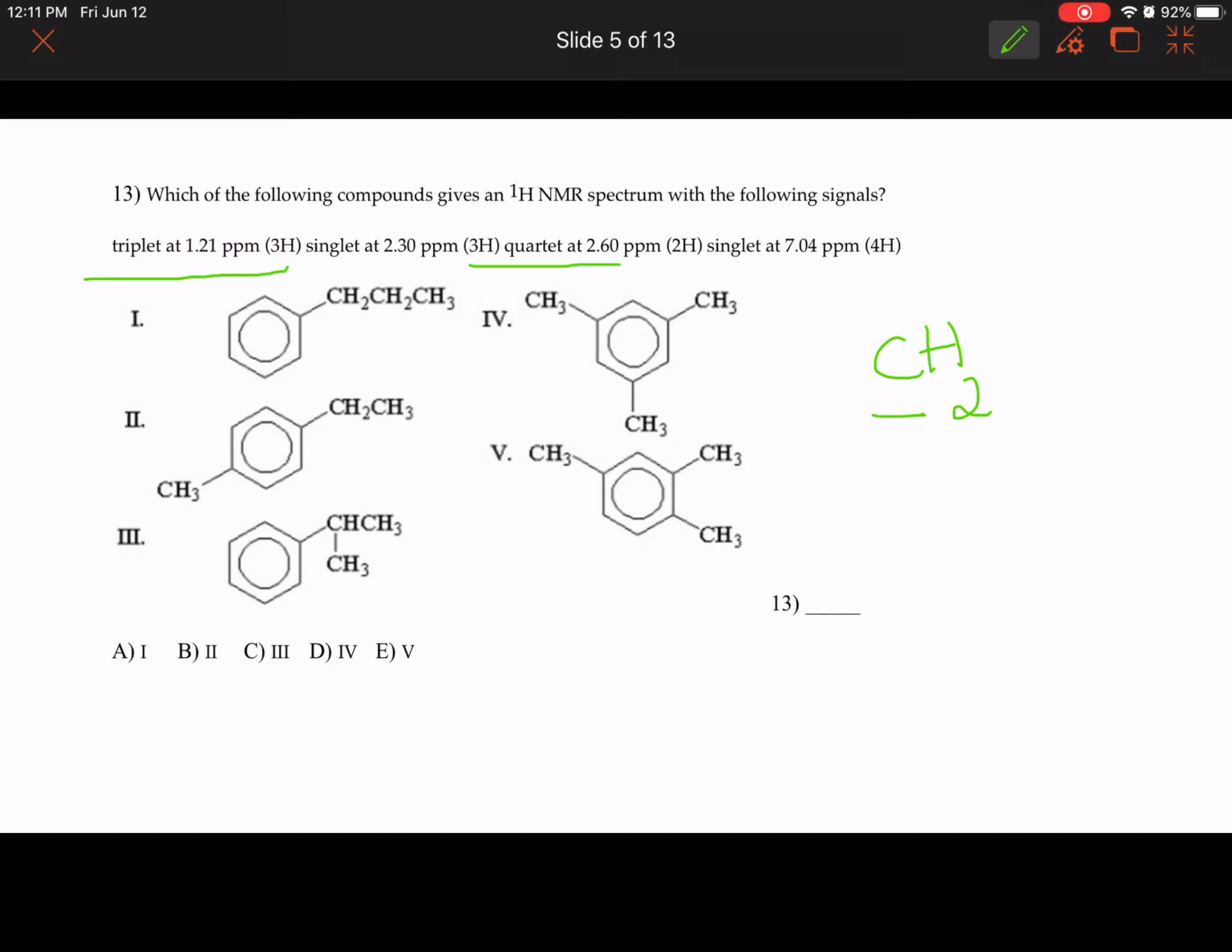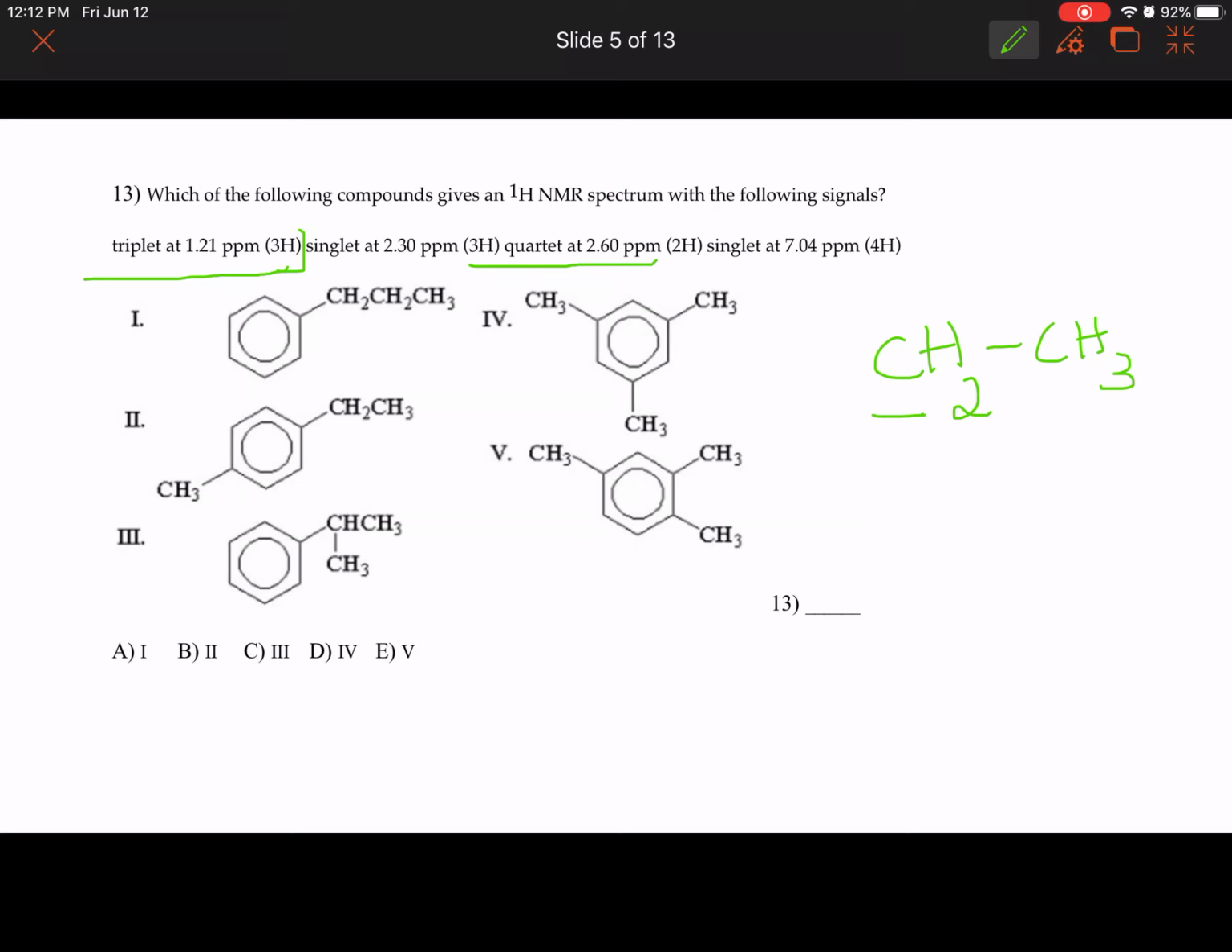Okay, 3 hydrogen quartet at... okay, so let me see, triplet 1.21 ppm, 3 hydrogen. Okay, so there is a 3 hydrogen, that's a triplet. So this is a CH3 group. There should be 2 hydrogens next to that. So it says triplet at 1.21 ppm, that's a 3 hydrogen. So a 3 hydrogen triplet means you should have a group in your molecule like CH2, CH3.